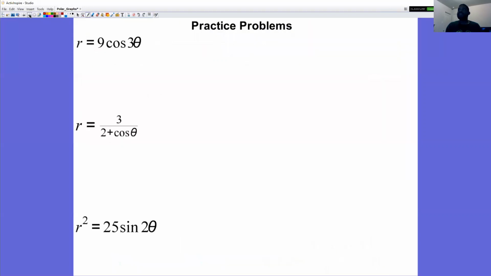So here are some practice problems. I want you to try to utilize the 3 tests for symmetry first before using your graphing calculator. If all 3 tests fail, or if you do discover what type of symmetry it has algebraically, then use your graphing calculator to verify your answer.